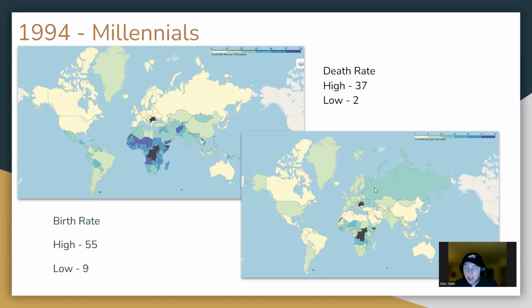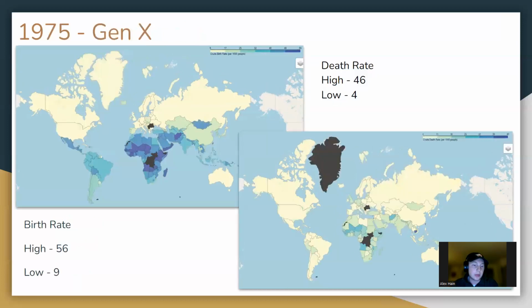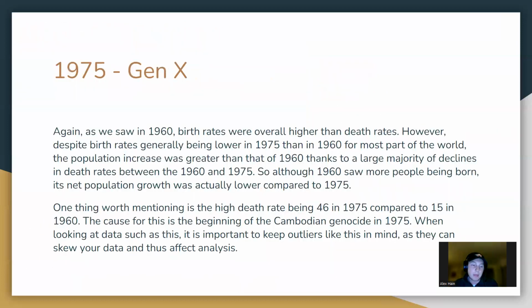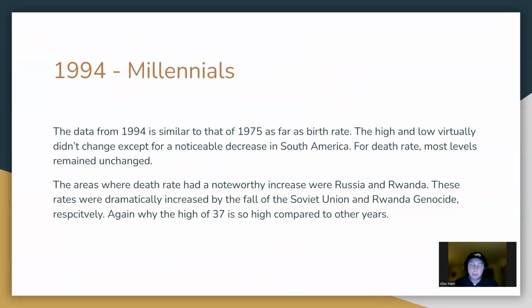And that reason is actually the Rwanda genocide was in this year. So again, it skews the scale for the death rate map, and those colors again could be a little bit misleading. So yeah, there's that map. But if you'll notice, with all three of these maps, the highs and lows for the birth rates remain pretty steady. They're not really changing all too much.